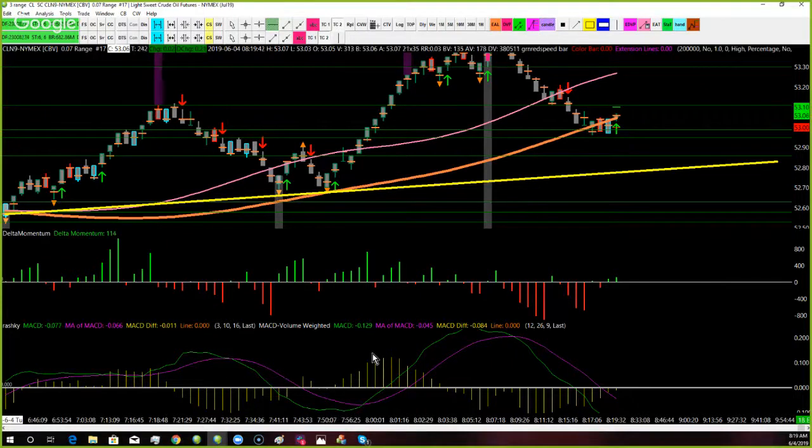So I don't have much else to add. I think there's room to 55 personally. That's my thought process when you look at the chart. If we can get above that 53.25, and I'm not breaking my mouse. Hold on one second.